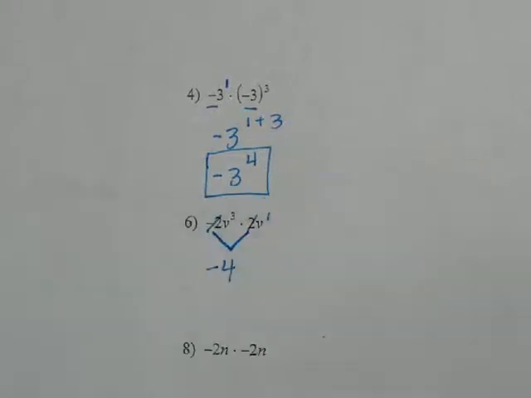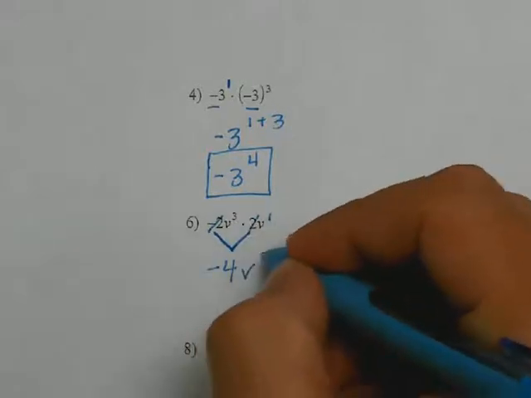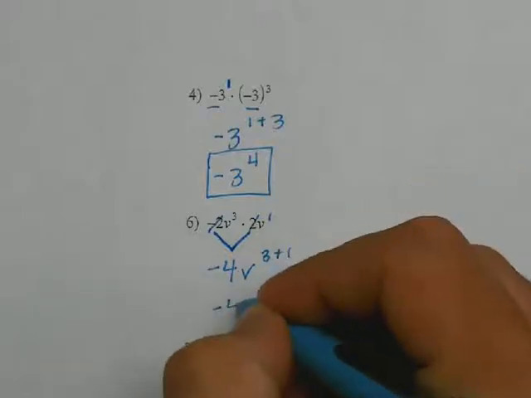Now I go to the v's. V cubed times v to the first. When you have like bases, add the exponents. 3 plus 1, I have negative 4 v to the 4th power.